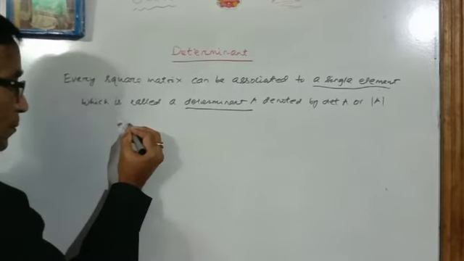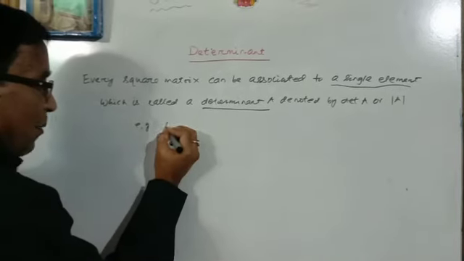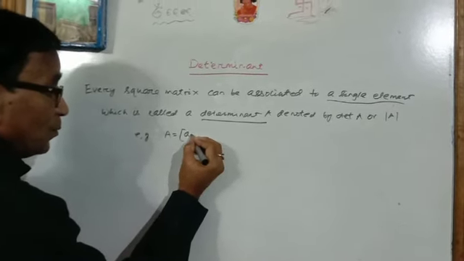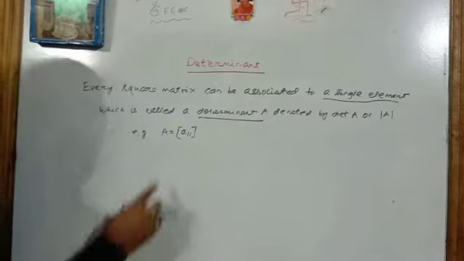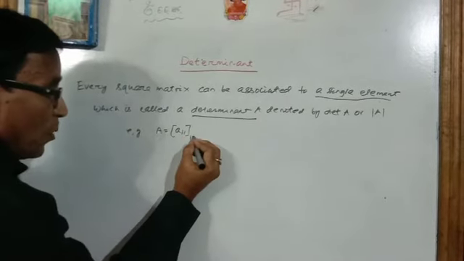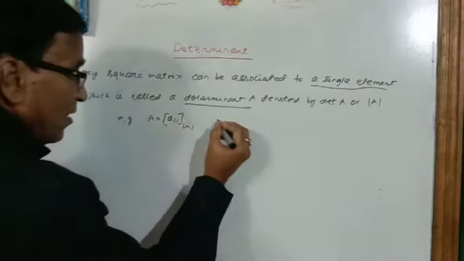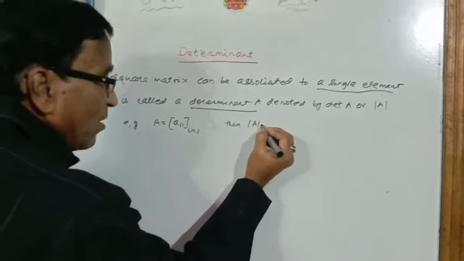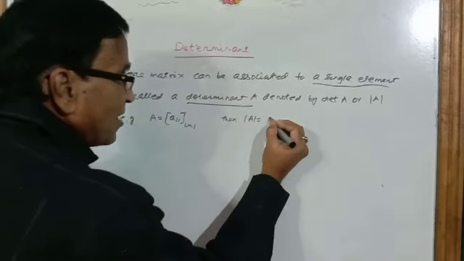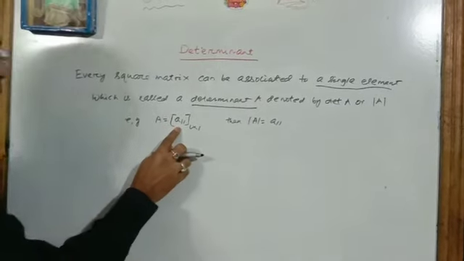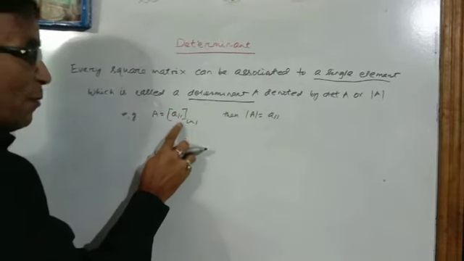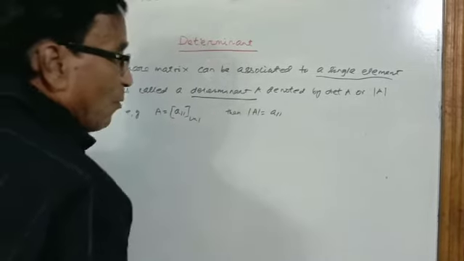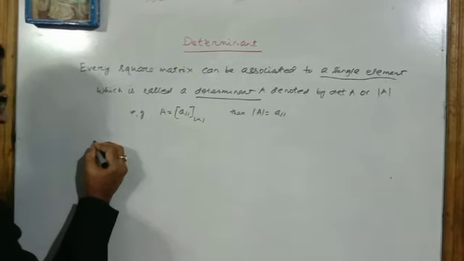For example, if A is a square matrix of order 1 cross 1, then determinant of A is defined as the element A11. If A is a square matrix of order 1 cross 1, then determinant of A is equal to the element A11.